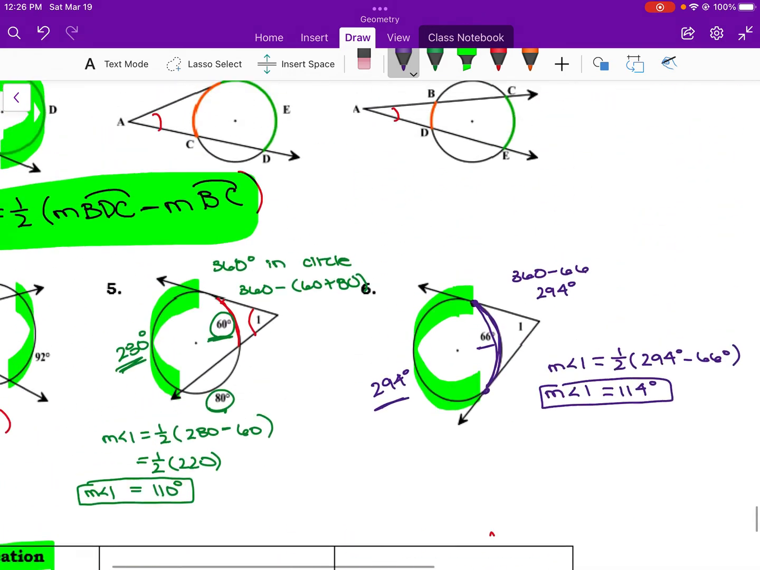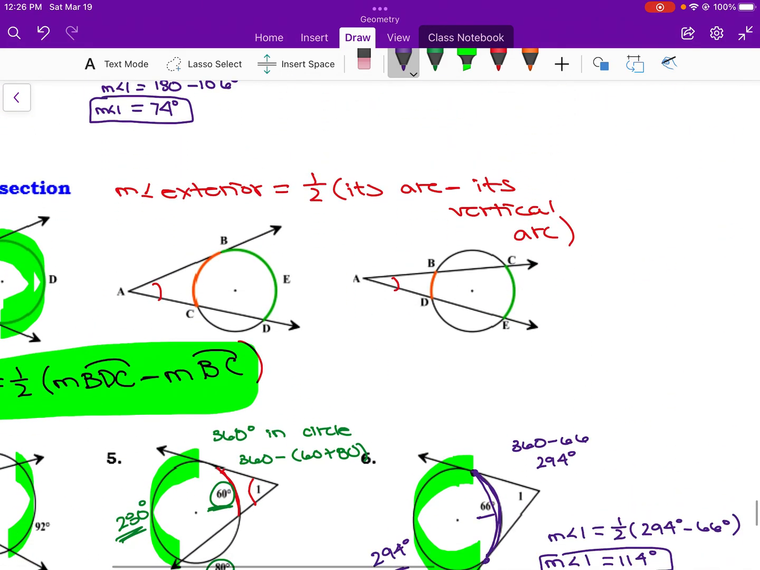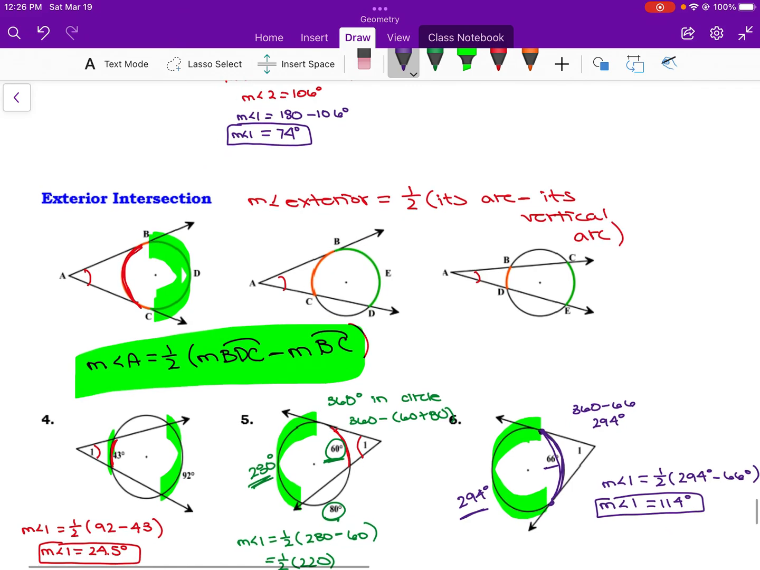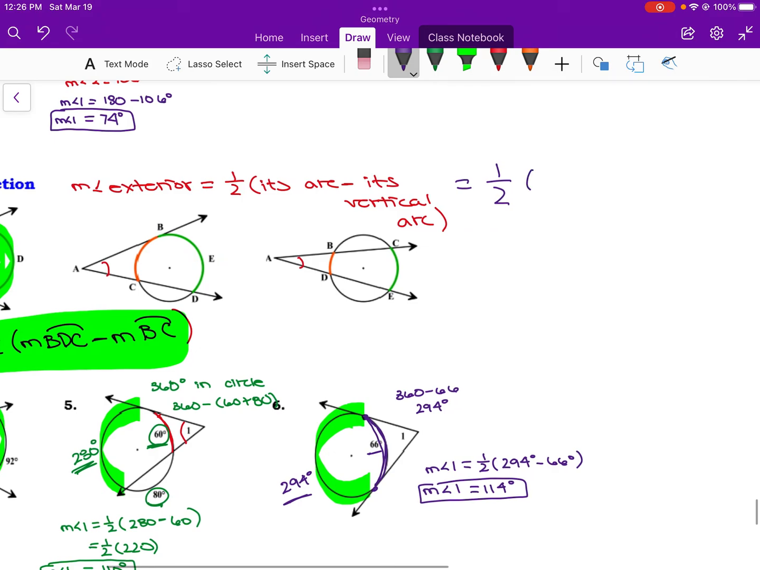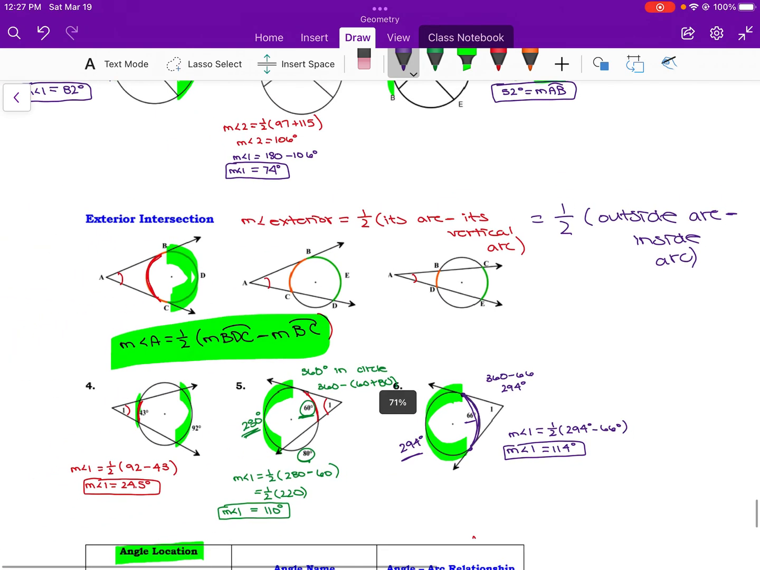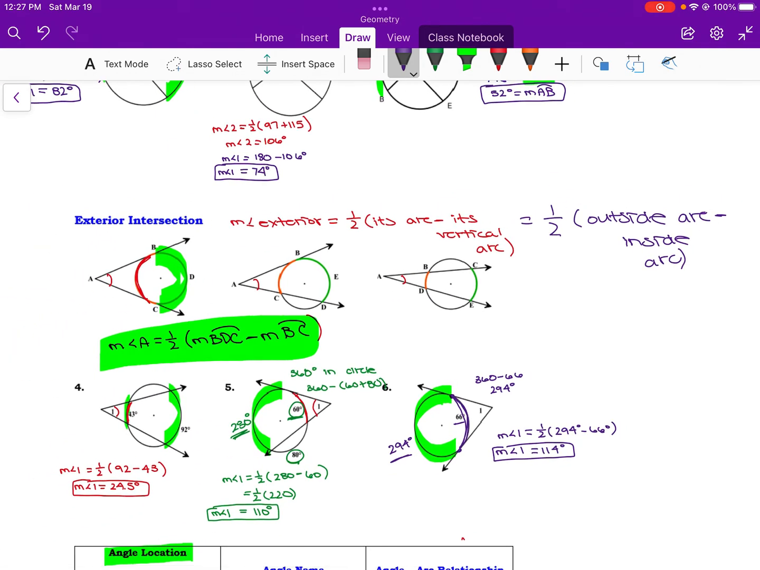If we go back up here, I think I was saying its arc minus its vertical arc before, if you'd like to think of it that way, but a more straightforward way is to just do 1/2 of the outside arc minus the inside arc. And that was that formula for the exterior intersection.